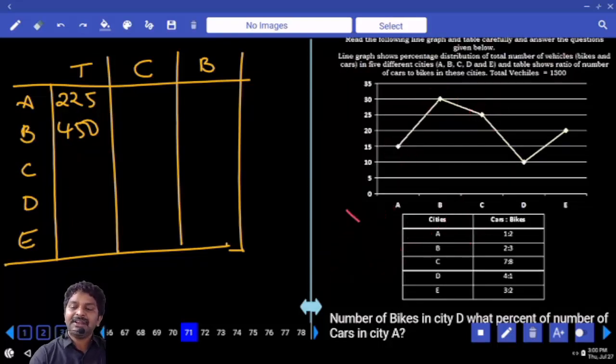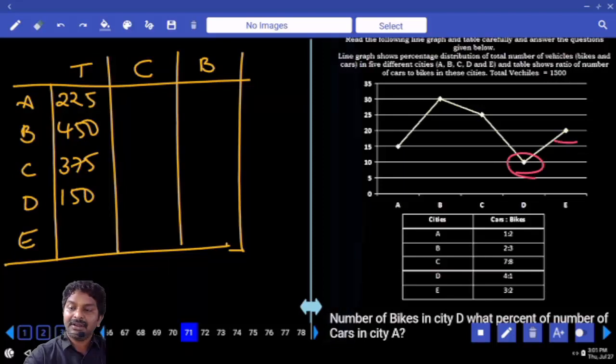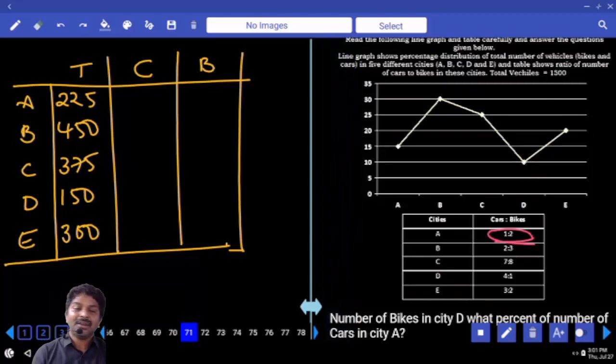Otherwise, 15 times of any number, how do you do it? 10 times plus half. What is 10 times of 25? 250. Half is 125. Sum, 375. Next, 10 times of 15, 150. 20 times of 15, 300.